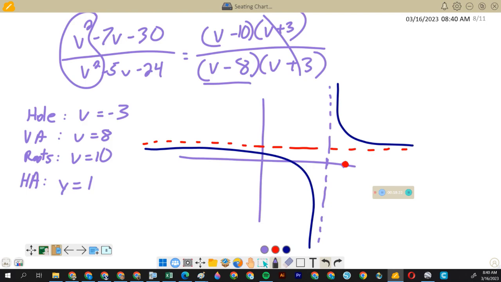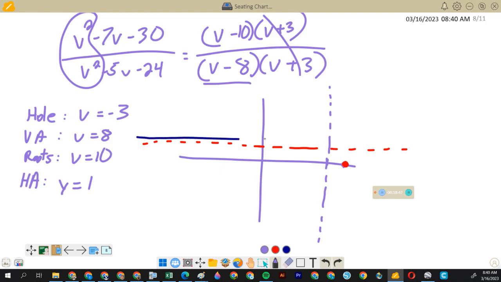have to hit the x-axis at 10. So in this case, I don't even need to plug anything in. It has to be the other graph. That's the only way for this to work. So this is the equation.